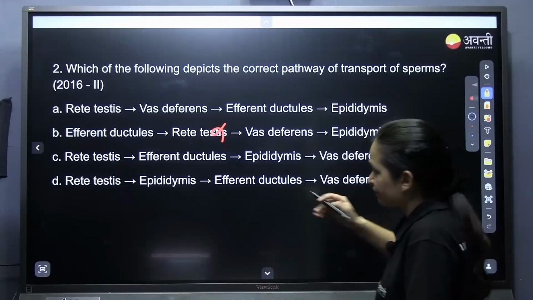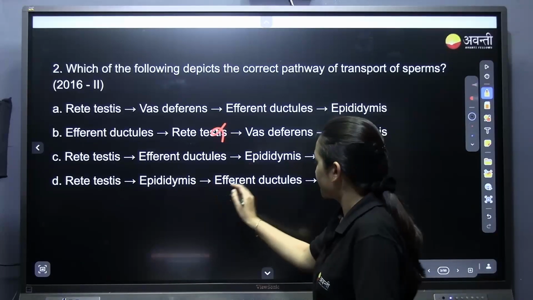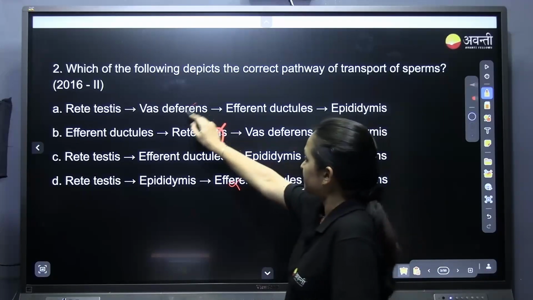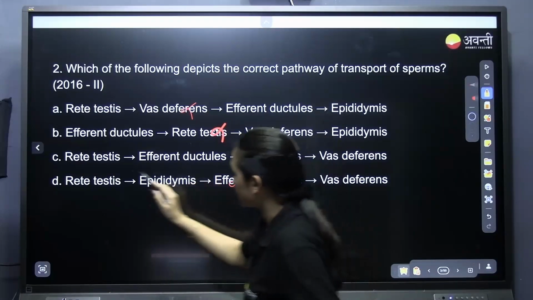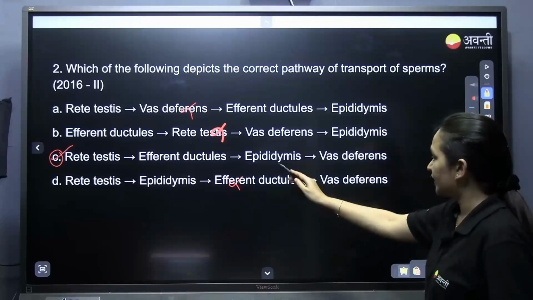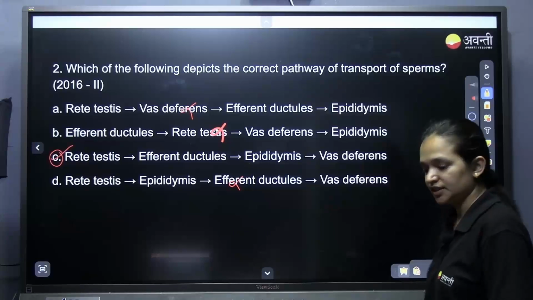Isn't it? No, this is also wrong, and vas deferens here itself it's coming. This is also wrong. So C is the correct answer: rete testis, efferent ductules, epididymis and vas deferens. Easy.